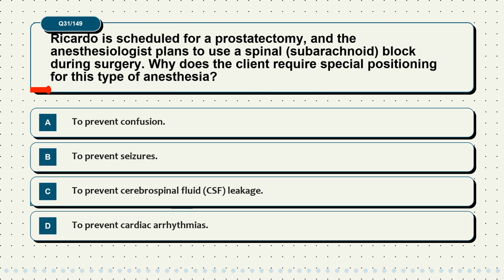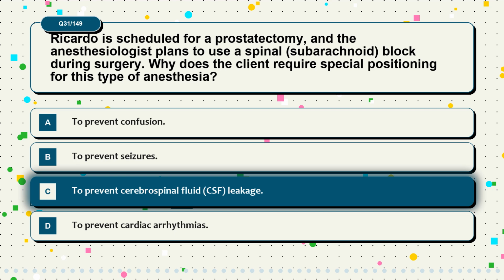Question 31. Ricardo is scheduled for prostatectomy, and the anesthesiologist plans to use a spinal subarachnoid block during surgery. Why does the client require special positioning for this type of anesthesia? Here are the options. Option A, to prevent confusion. Option B, to prevent seizures. Option C, to prevent cerebrospinal fluid, CSF, leakage. Option D, to prevent cardiac arrhythmias.